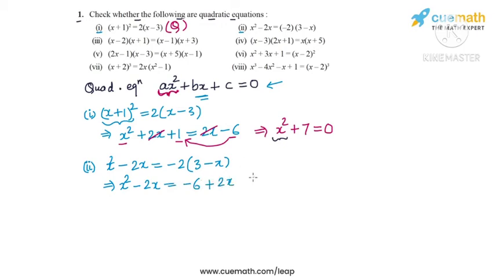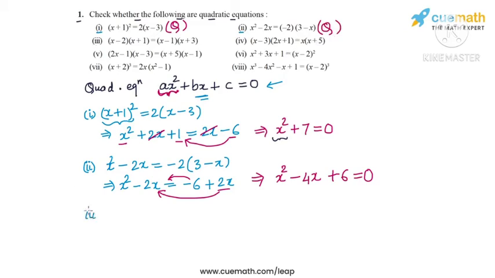And now let's bring the terms on the RHS on to the left hand side. So this 2x I bring here on the left hand side, and that becomes minus 2x. So we have x square minus 2x, so that's minus 4x, and this minus 6, when it comes to the left, it becomes plus 6. So x square minus 4x plus 6 equal to 0. So this is also a quadratic equation. So the equation in part 2 is also a quadratic equation. Now let's go to part 3.